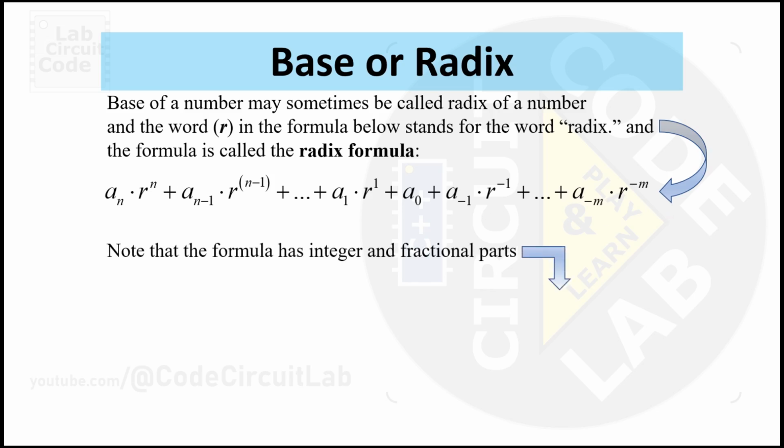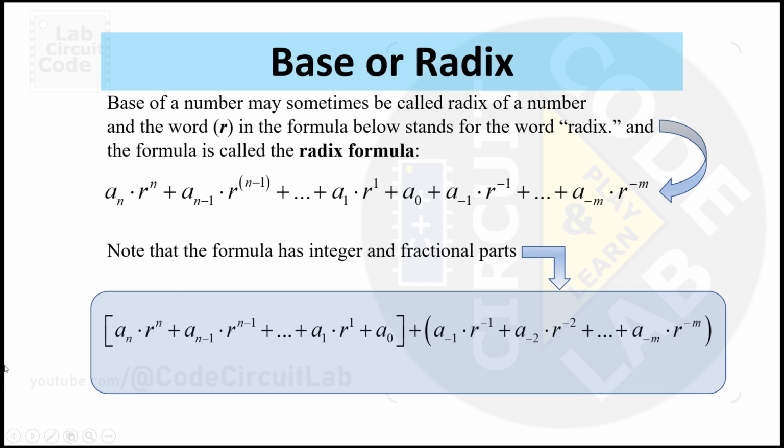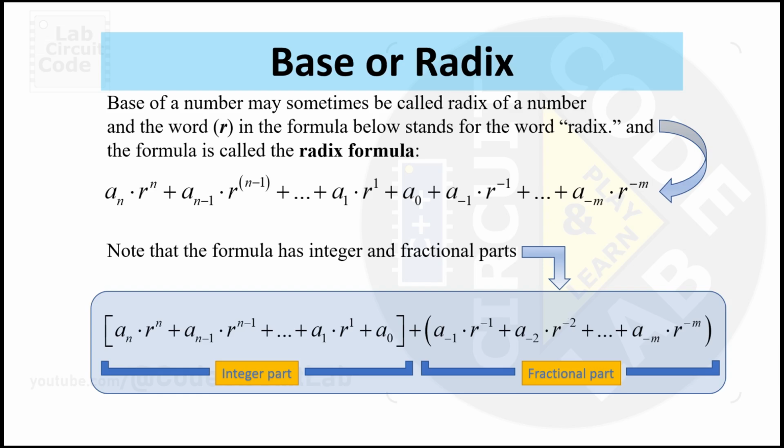So if this is our radix formula, all of the positive powers, I mean n, n minus 1, r to the 1, and here we have r to the 0, are called the integer part, and all of the negative power parts are called the fractional part. So in any number, as you know, we may have an integer part, or a fractional part, or both of them at the same time.